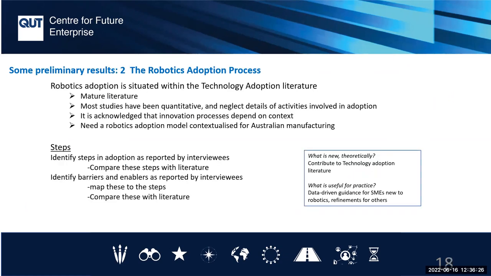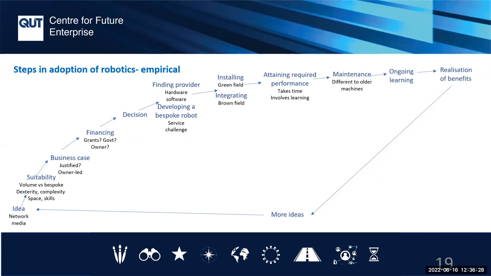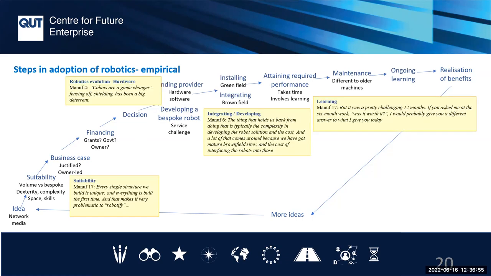Installing, like in a greenfield versus brownfield. It's easier if you've got nothing there, you can design what you want. Then getting the required performance, maintenance, ongoing learning, and finally you get your benefits. And people told us that just that learning process of getting the robotics to work gave them lots of ideas for what else they could do in their process, with robotics and without robotics. So here are some quotes.